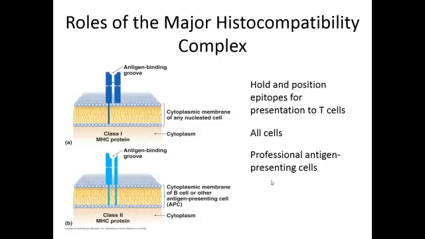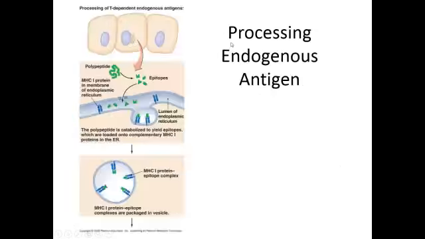What do I mean by professional antigen-presenting cells? These are cells that present antigen to T cells on a regular basis. So that would be dendritic cells, which are a type of macrophage, and other types of macrophages. We also find them on T cells, and we also find them on B cells. So in other words, you find MHC2 on your adaptive immune cells. Now, on to how they present antigen. We're going to talk first about processing endogenous antigen.